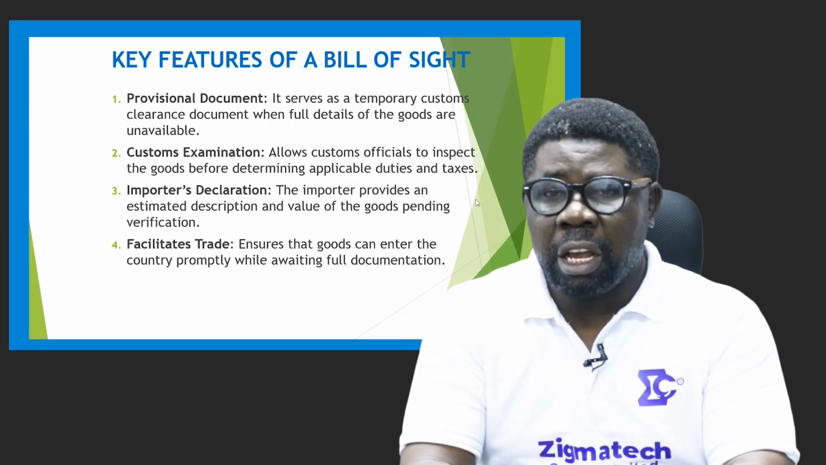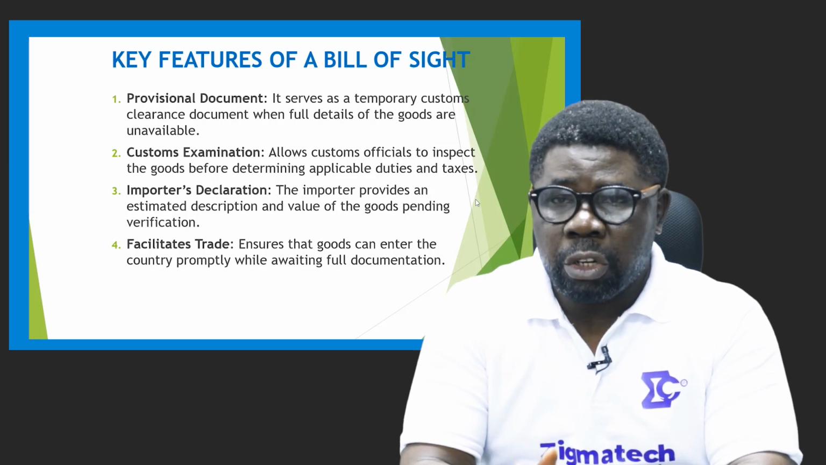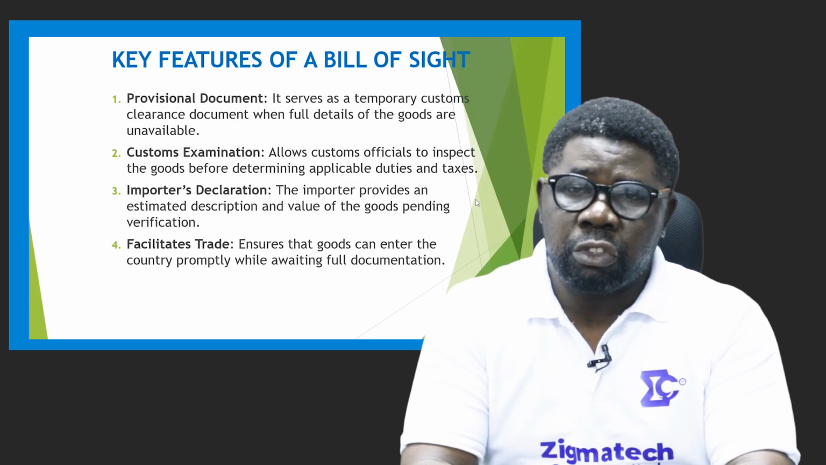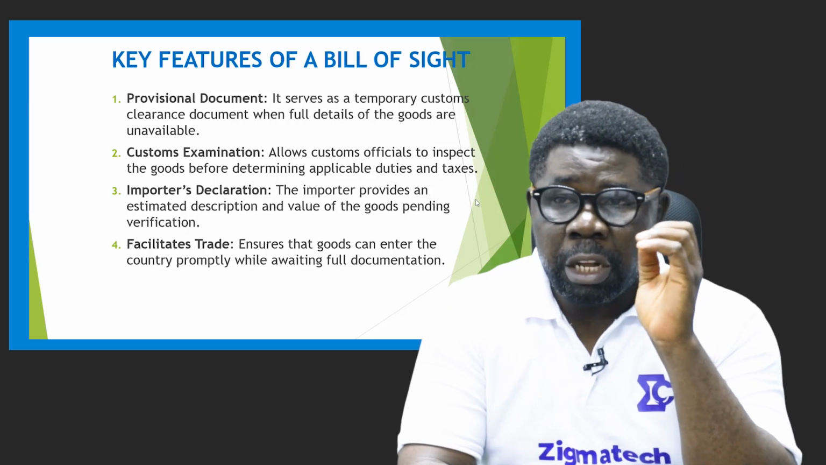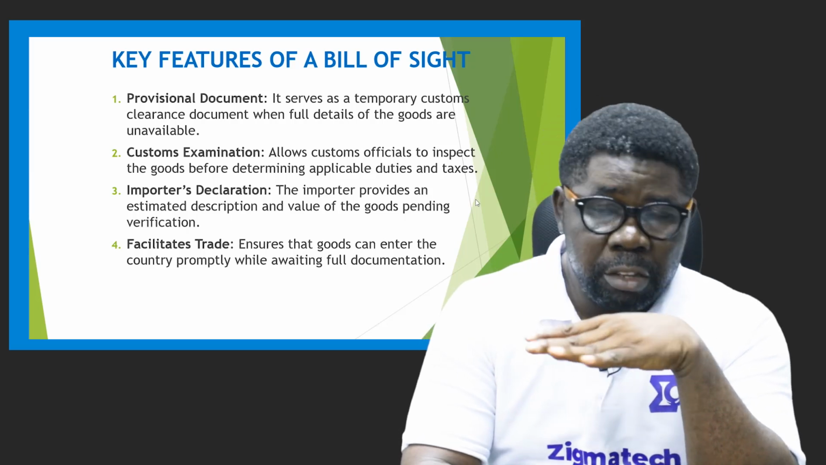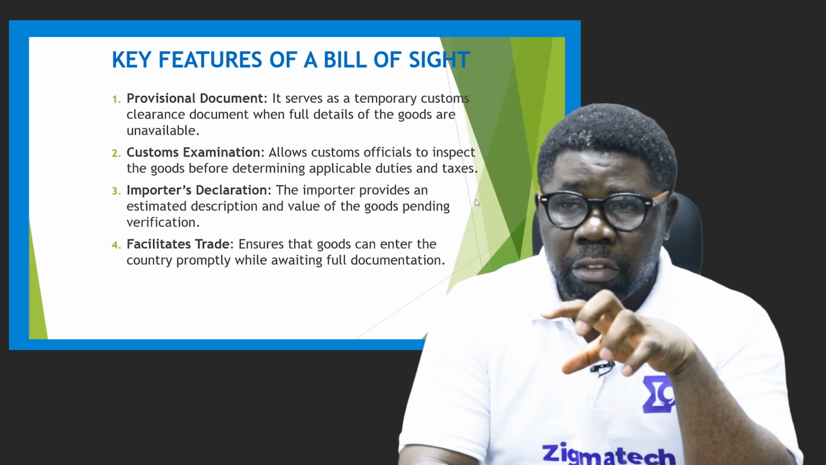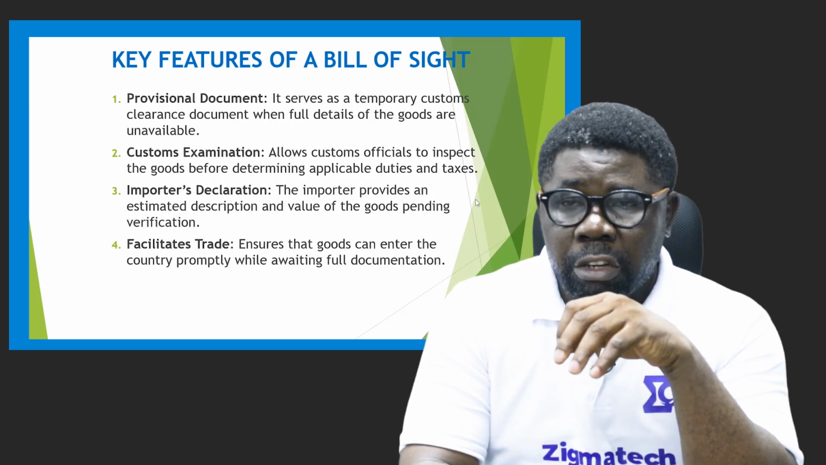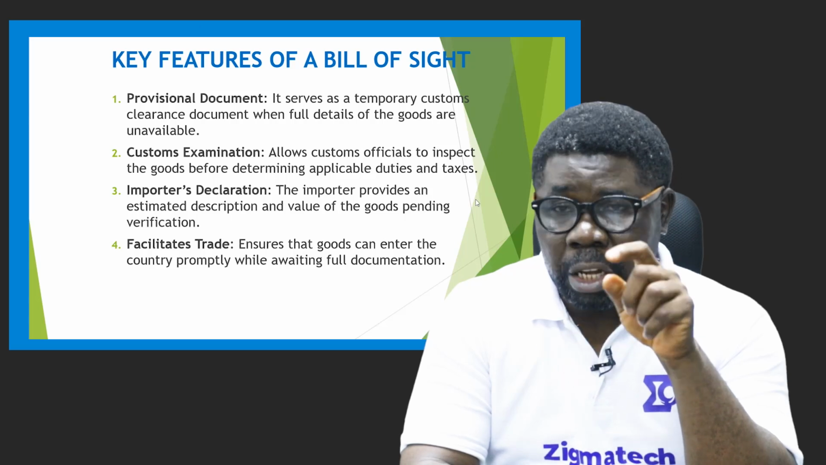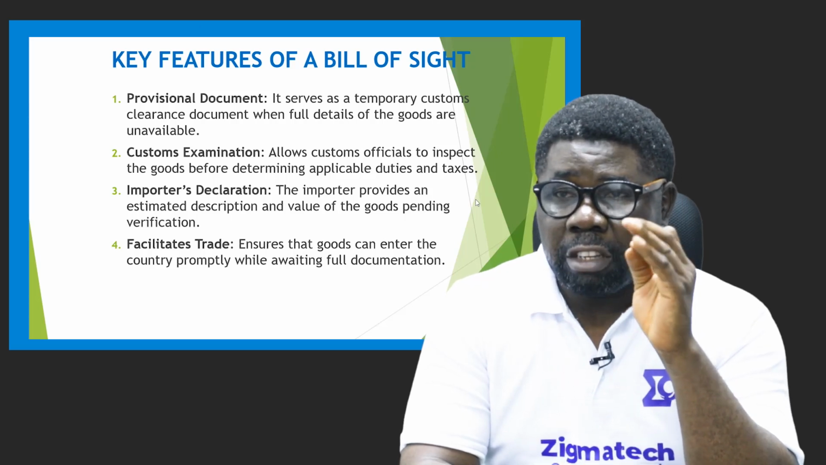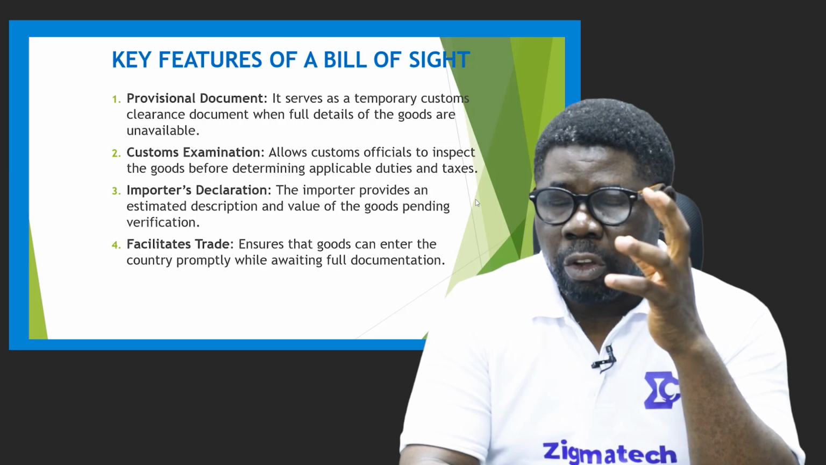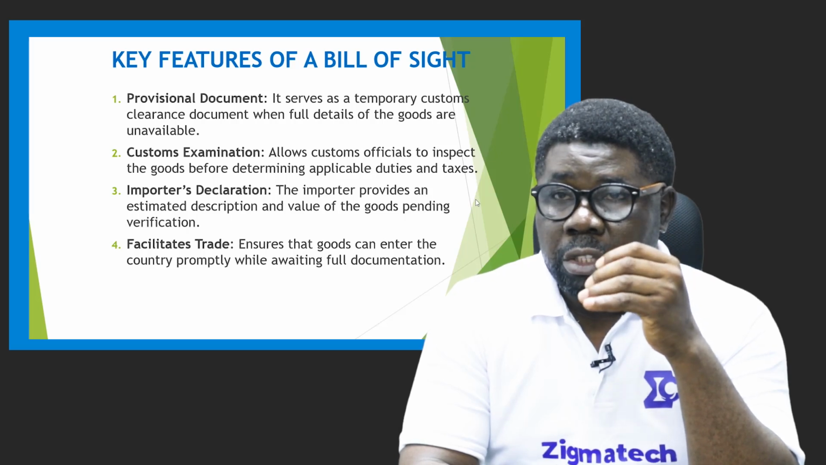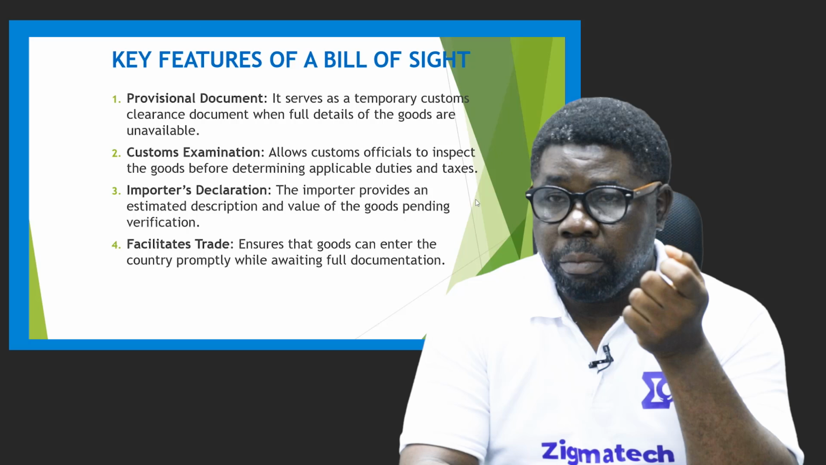Number two is that it serves as a customs examination document. It allows the customs officials to inspect the goods before determining applicable duties and taxes. In this case, it also contains the goods information. So it can actually be used when other documents are not available. This can also serve as a semi, or what do you call it now? Representative bill of lading. Okay, yes.